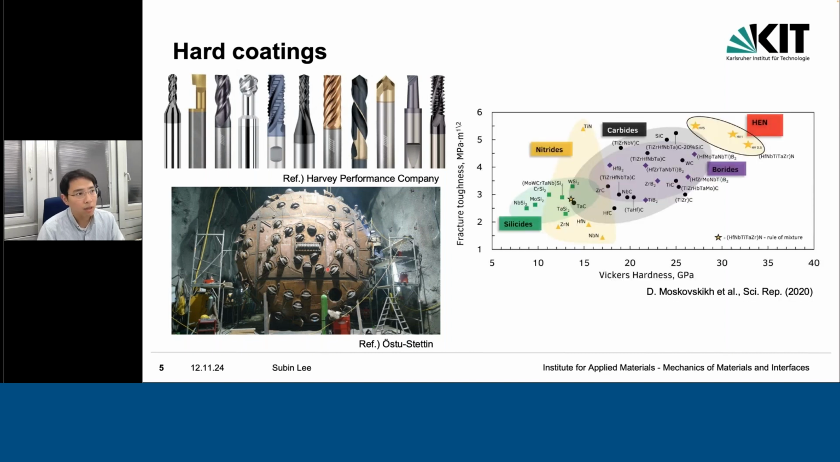Typical hard coatings are either nitride, carbide, or chloride coatings. They have very high hardness, as you can guess from their name. However, the limiting factor is that they have a problem with fracture toughness. Usually they have very low fracture toughness, which means they are very brittle. So this is one of the limiting factors which limit their applications.